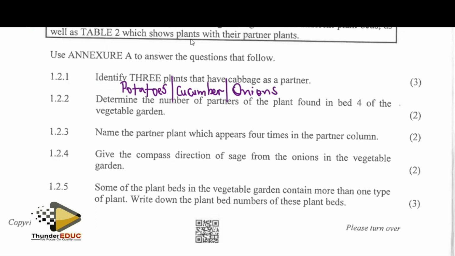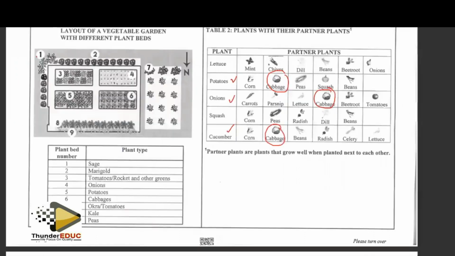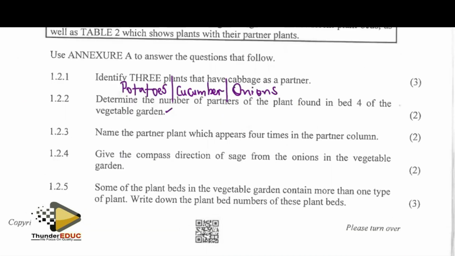Tell me the number of partners of plants found in bed 4 of the vegetable garden. Let's look at the next. It says bed 4. Bed 4, these are onions. So determine the number of partner plants found in bed 4. If these are the onions, we have 1, 2, 3, 4, 5, and 6. So the answer there is supposed to be 6. We are determining the number of partner plants. So we said 6 partners of the plant.